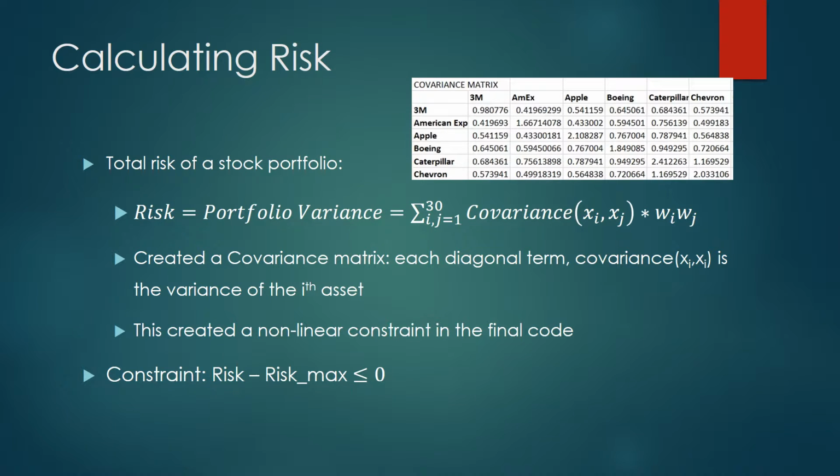To calculate risk, I had to create the covariance matrix, which is the covariance of each stock with each other stock, as well as the covariance with itself, which is just known as the stock's variance. And the total portfolio risk is the sum of the covariance of two assets times the weight of each of those assets. And that created a nonlinear constraint in my MATLAB code. And the constraint is the risk minus the risk max, which is an input, has to be less than 0.